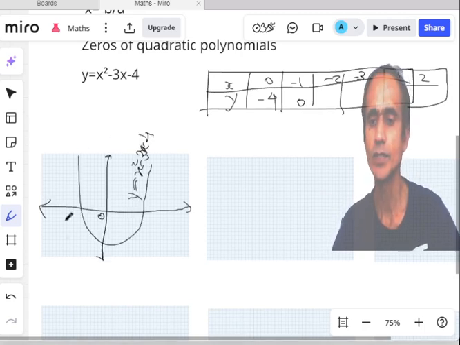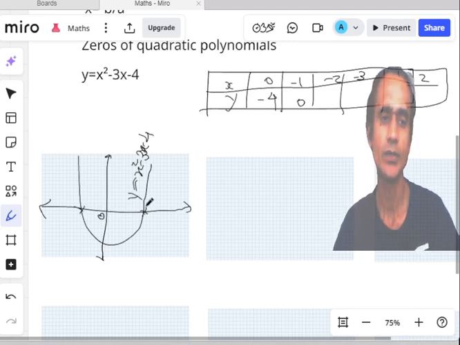So we have drawn this graph of y is equal to x square minus 3x minus 4. So here we see this parabola. It meets x-axis on 2 points, this point and these points. So for these points, the value of y is 0. So these 2 points are the zeros of the quadratic equation or of this polynomial.